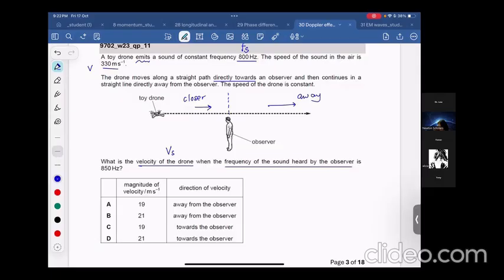Then what is the frequency heard by the observer? So they want you to find FO. Then they want you what? Oh, not asking you to find FO. They tell you FO is 850 hertz. What is the velocity of the drone? Okay, FO is equal to V over V minus Vs, times Fs. Here we have to think about using plus or using minus.